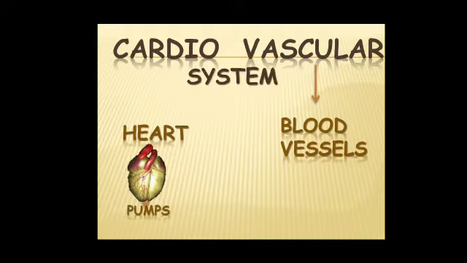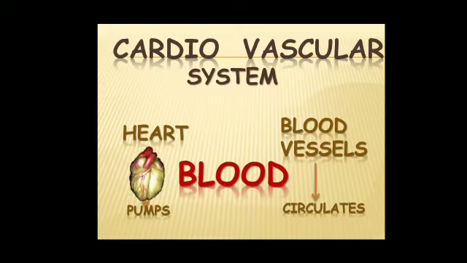In this cardiovascular system, the heart pumps. It pumps continuously, regularly across day and night, that is 24 into 7 into 365 days. It never stops pumping. And these blood vessels circulate the blood across the body. So friends, we have seen that in the cardiovascular system, the heart pumps the blood, whereas the blood vessels circulate the blood across the body.